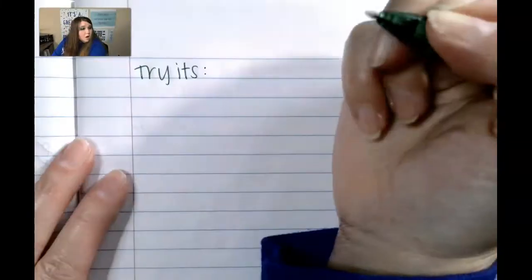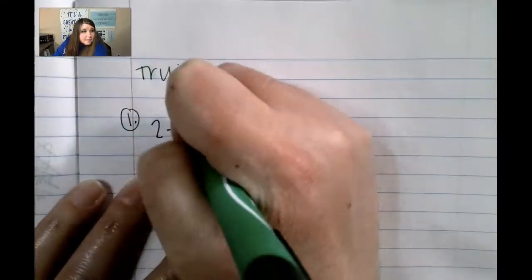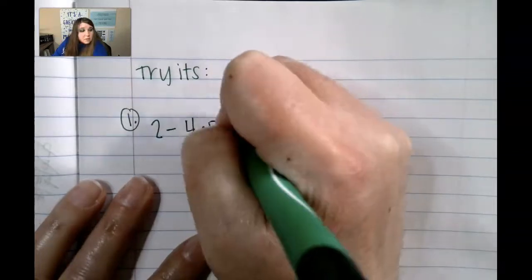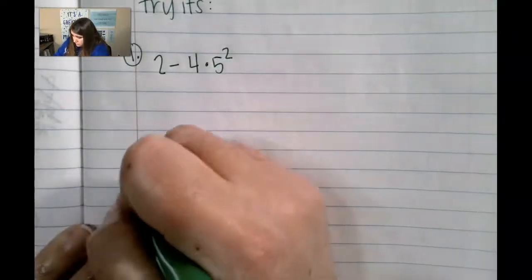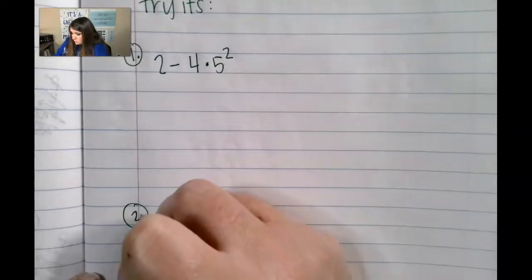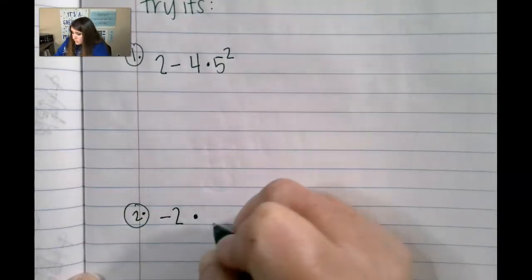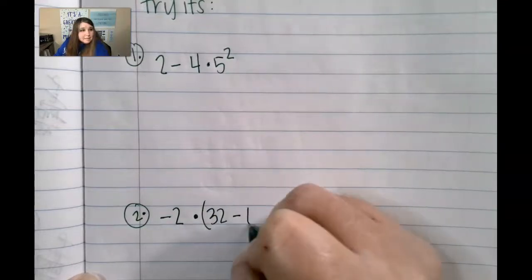All right, so your try-its for today are, let me get the right ones. Remember how they always give you the super challenging ones that don't even match? Okay, so we're gonna do try it number one, which says 2 - 4 times 5 squared. We're gonna go ahead and do that one. And then we're gonna look at try it number two, which says, let's do one like this, negative 2 times 32 minus 6 squared.